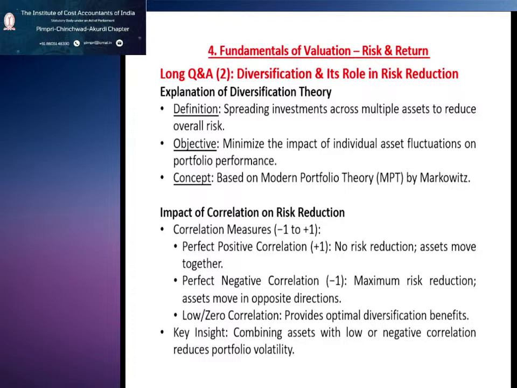Low or zero correlation means it provides optimal diversification benefits. So it's like the ultimate ideal state, when the correlation is low or zero. The key insight from correlation is that combining assets with low or negative correlation reduces the portfolio volatility. These insights are helpful in decision making for a particular portfolio management. So that's what the whole portfolio theory is all about.